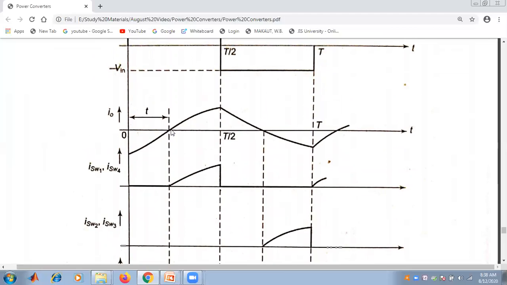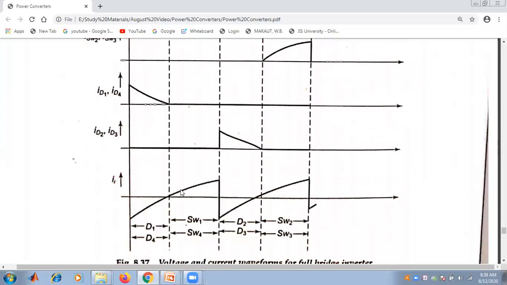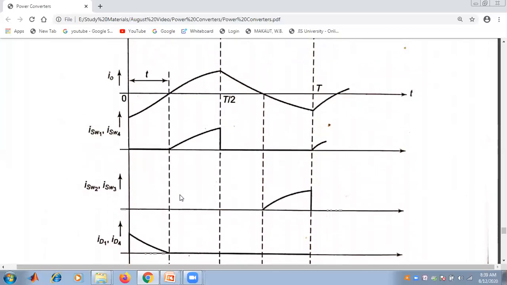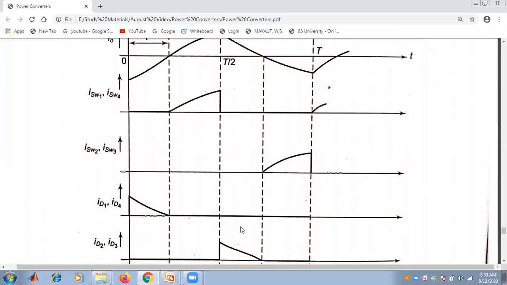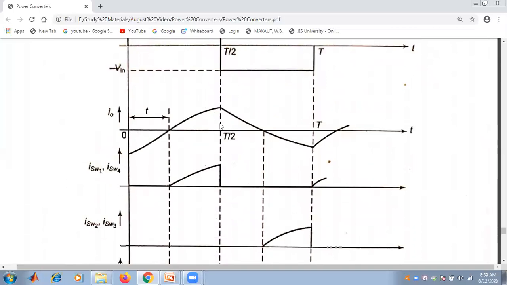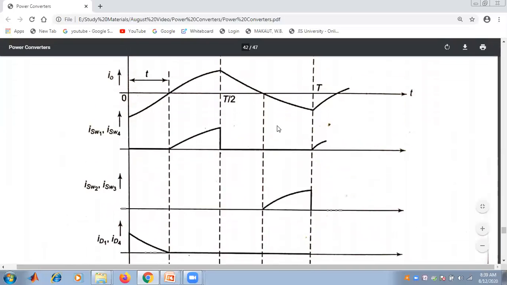Now when the switch starts operating, if I see the current of switch 1 and switch 4, it will increase exponentially, or it will follow the pattern of the load, and also the input current will be like that when switch 1 and switch 4 are operating. Now come to that particular part. From here, it is clear that two diodes are operating, that is diode 2 and diode 3. So it follows that particular pattern.